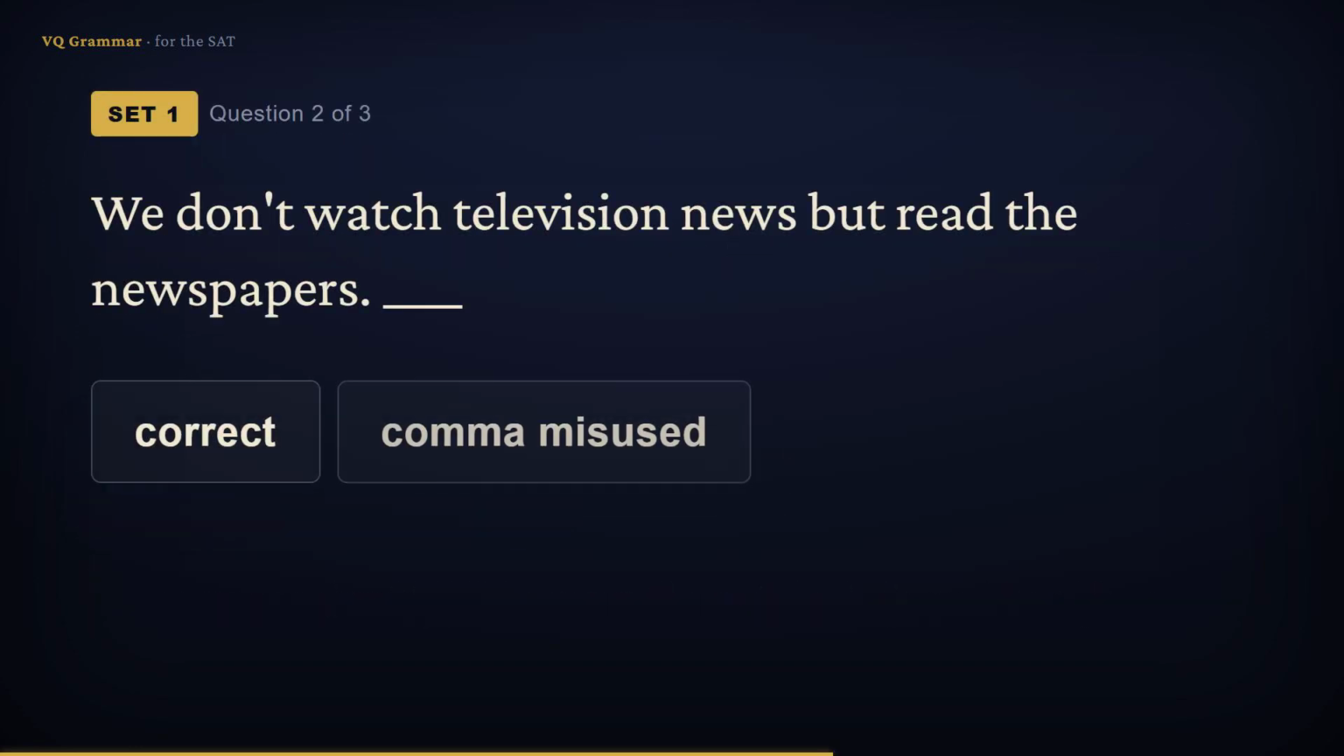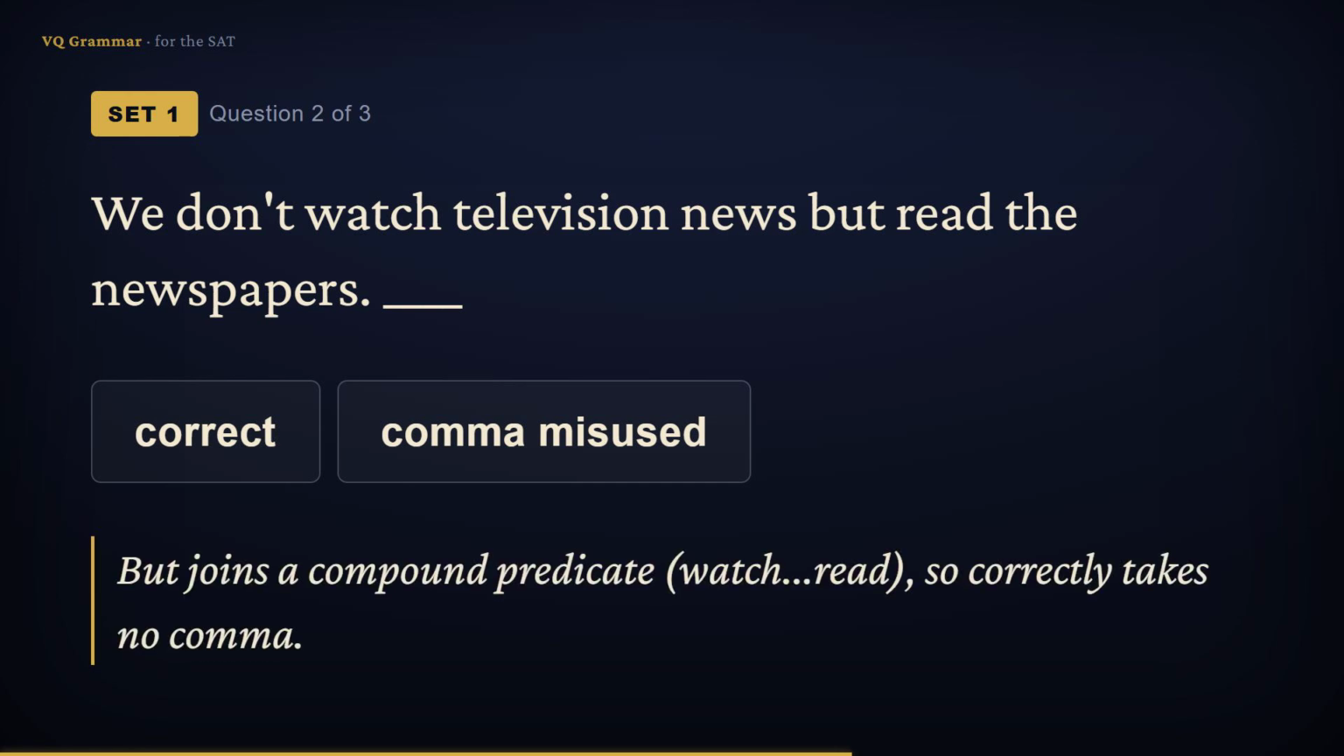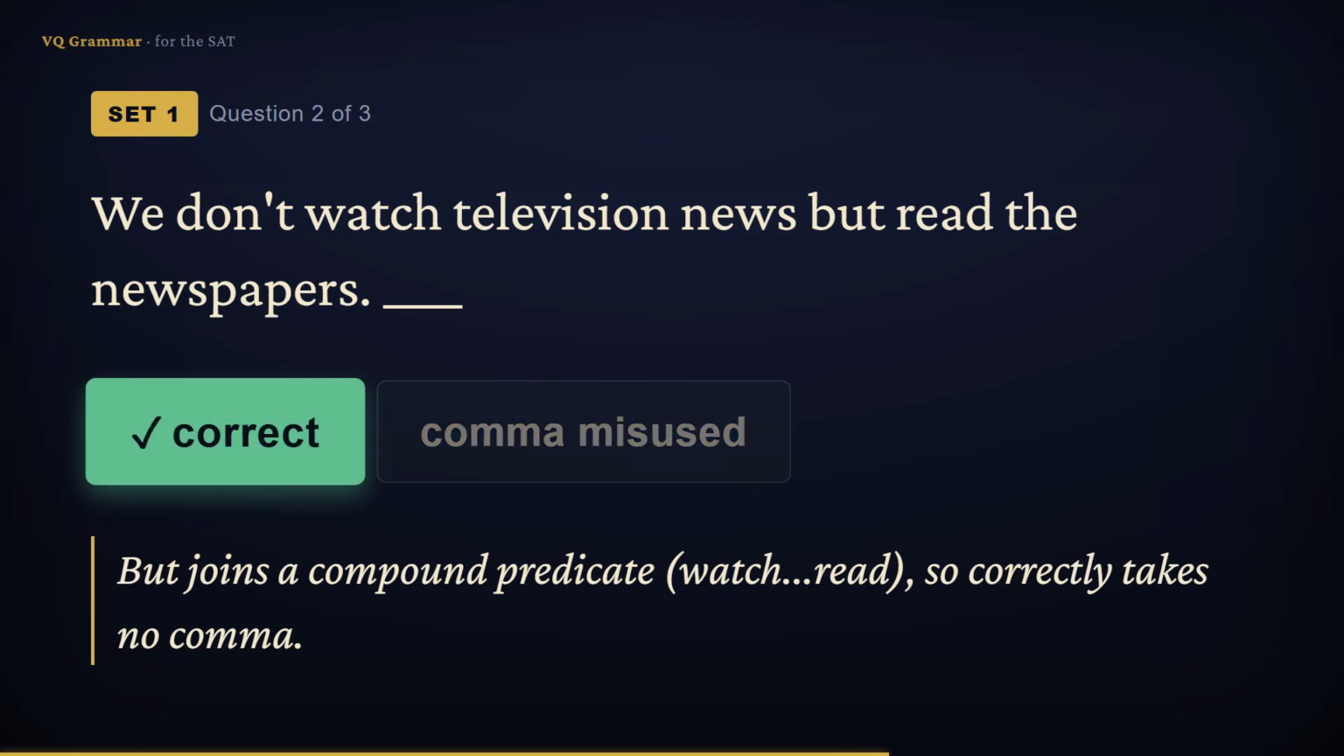We don't watch television news but read the newspapers. But joins a compound predicate here. Watch and read sharing one subject, so it correctly takes no comma. So the answer is correct.